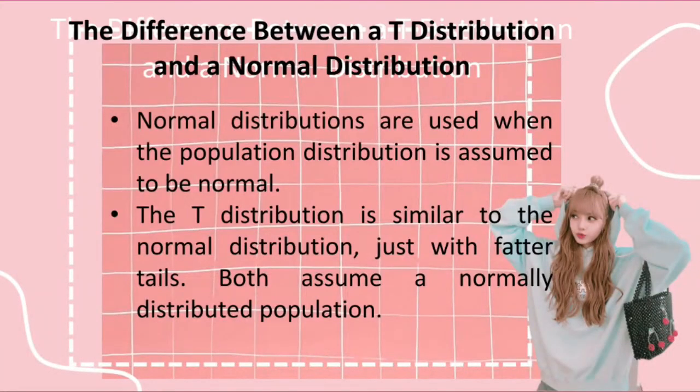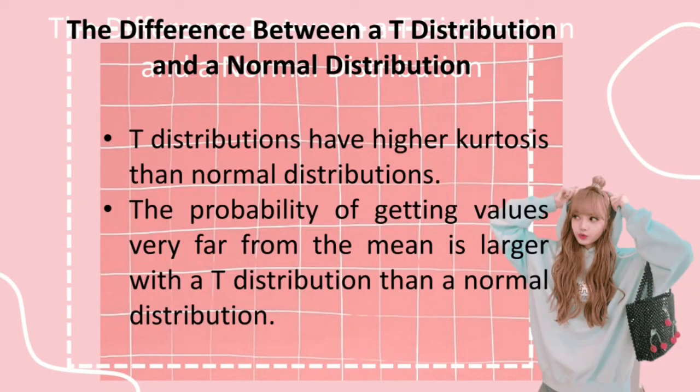Let's proceed with the difference between the t-distribution and the normal distribution. So first, the normal distribution is used when the population distribution is assumed to be normal, while the t-distribution is similar to the normal distribution just with fatter tails. Both assume a normally distributed population. And also, the t-distribution has higher kurtosis than the normal distribution. The probability of getting values very far from the mean is larger with the t-distribution than with the normal distribution.